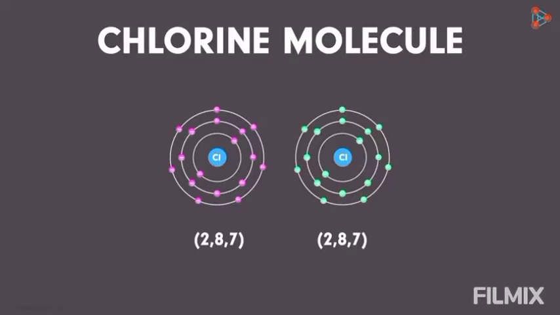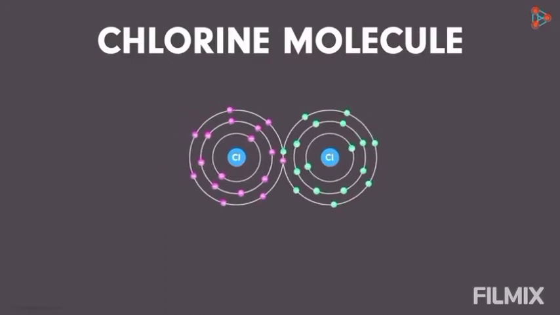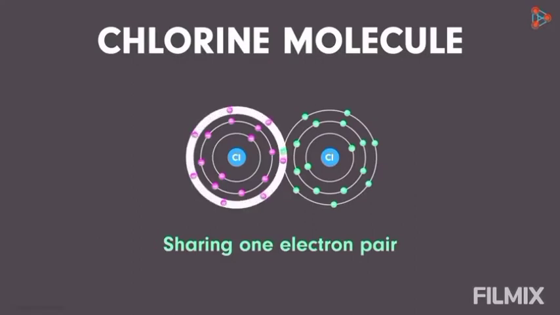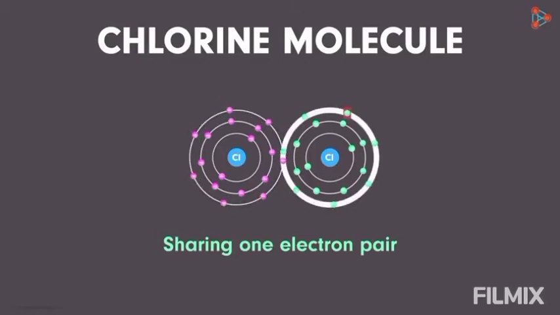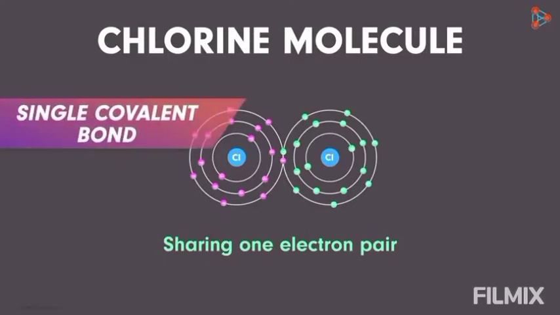By sharing one electron from the first chlorine atom and one from the second chlorine atom, there will be a formation of a bond. Here you can see one electron pair is formed. Pair means two. So sharing of one electron pair is taking place. You can see now in the outermost shell of the first chlorine there are 8 electrons, and in the second chlorine also there are 8 electrons. So the chlorine molecule becomes stable by sharing one electron from each atom so that one electron pair is formed. This is known as a single covalent bond. Why do we call it a single covalent bond? Because it is sharing one electron pair.